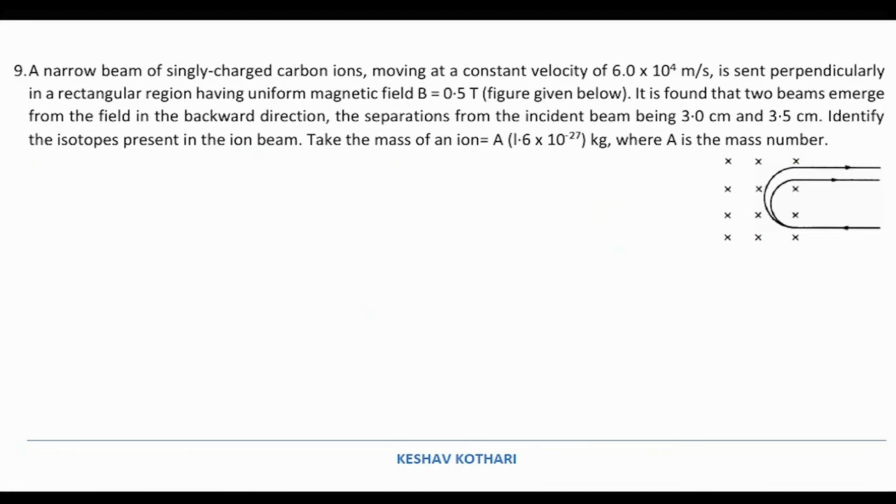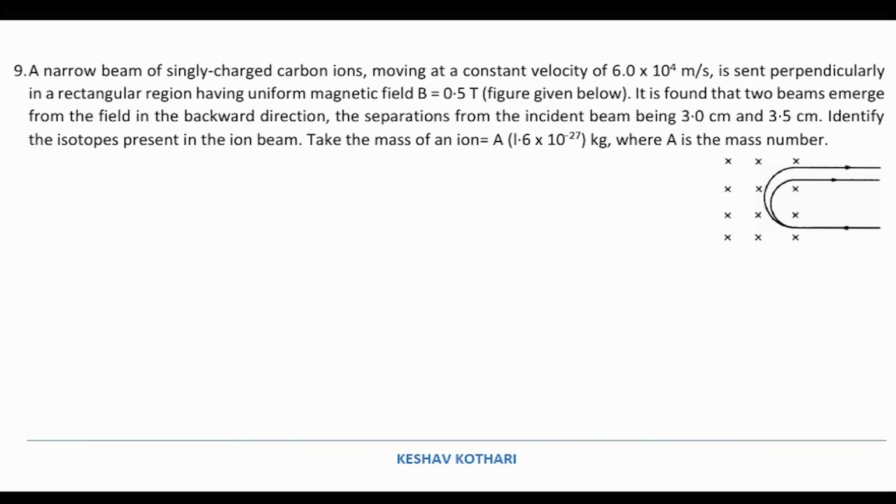A narrow beam of singly charged carbon ions moving at a constant velocity 6 × 10^4 meters per second is sent perpendicularly into a rectangular region having a uniform magnetic field B equals 0.5 Tesla. The figure is given below. It is found that the two beams emerge from the field in the backward direction, the separation from the incident beam being 3 cm and 3.5 cm.